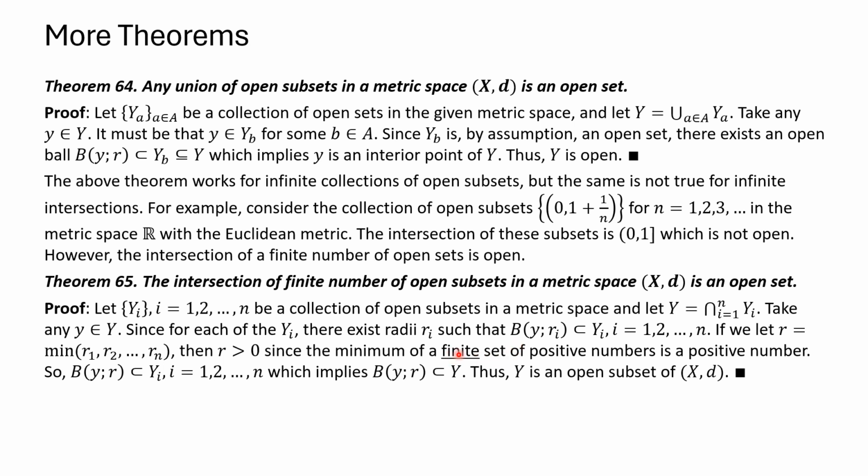So the key point here is it's finite. If this was an infinite set, then this sequence of r's could potentially approach 0, in which case you won't be able to pick an r greater than 0 in order to make this stipulation here.